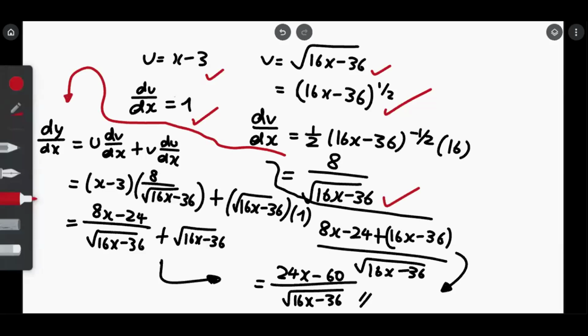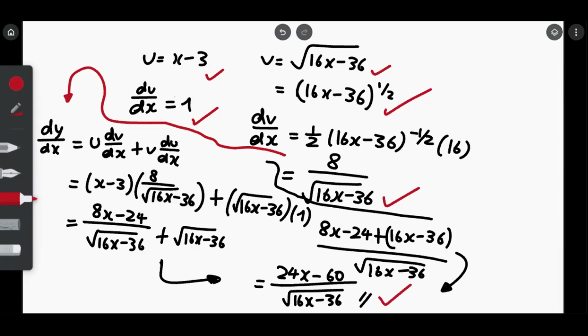okay, which is dy/dx equals u dv/dx plus v du/dx. If you write v du/dx plus u dv/dx, you are entitled to that as well. However, I find that u dv/dx plus v du/dx is better than the other way around. Alright, so make sure you write everything concisely correct, and therefore from your manipulation you should get 24x minus 60 over root 16x minus 36. I hope you are clear about this.